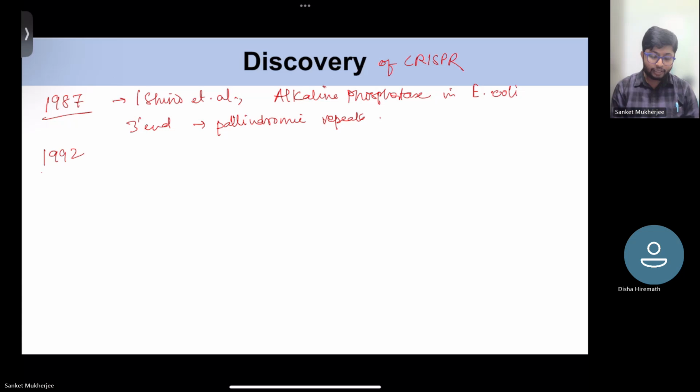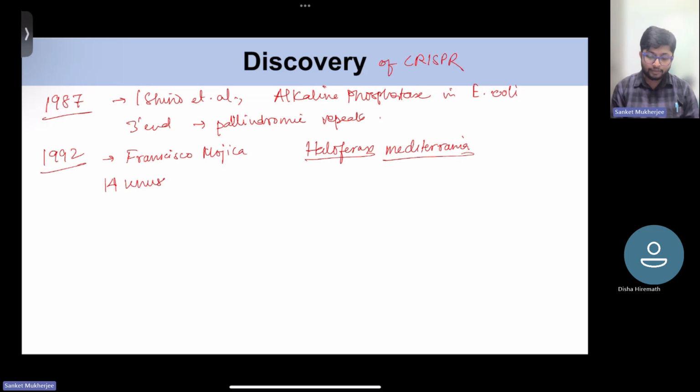In 1992, Francisco Mojica got very interested in these repeats. He was reviewing the genomic sequences from Haloferax mediterranei, and he found that there are 14 unusual sequences which were 30 base pair long, and they roughly read the same backward and forward. That is important. So they were roughly palindromic, and they repeated every 35 bases, so they were repeats.